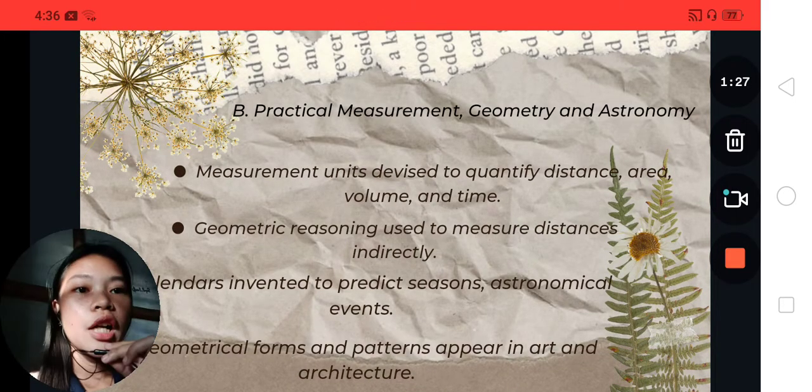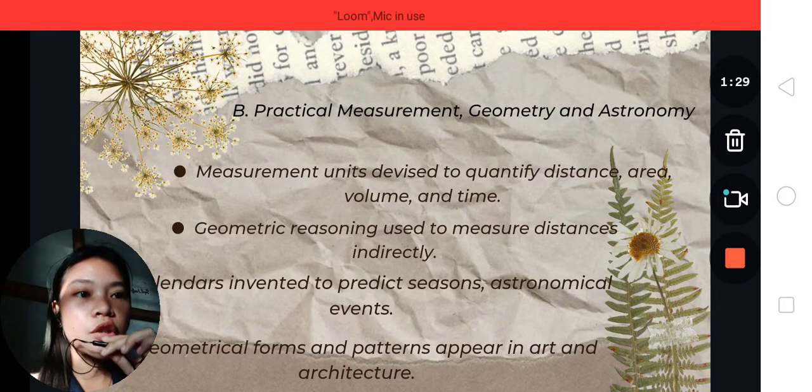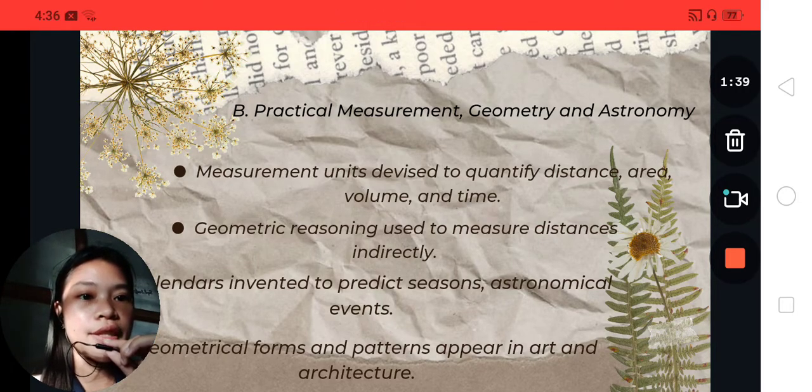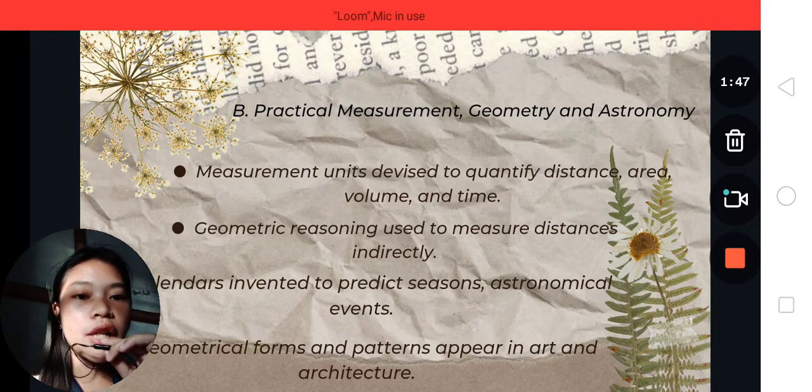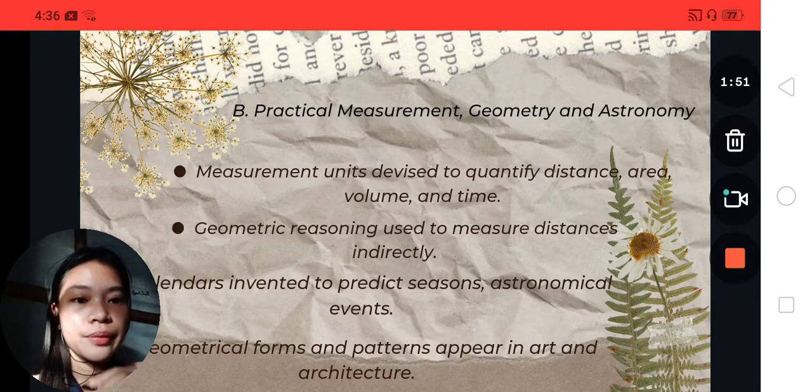B. Practical measurement, geometry, and astronomy. Measurement units devised to quantify distance, area, and volume. Geometric reasoning used to measure distances indirectly. Calendars invented to predict seasons and astronomical events, and geometrical forms and patterns appear in art and architecture.